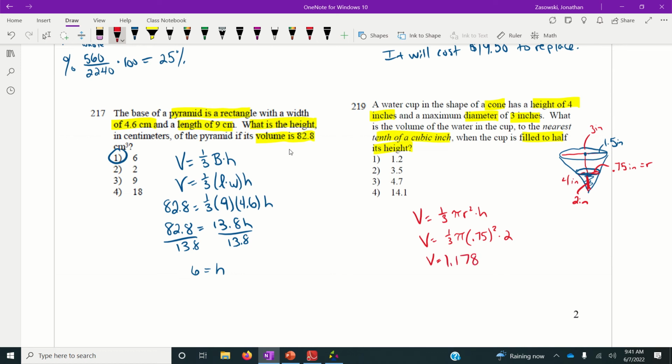And it does say to the nearest 1/10 of an inch. So we're looking at the 7 here and saying we're rounding up, and we should be picking choice 2.